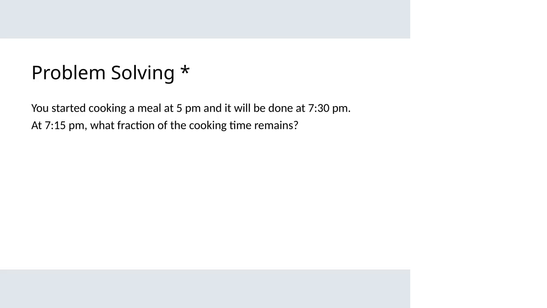So the fraction we want to create is the time that remains over the total time, and then reduce that fraction. One mistake that might be made here is making a fraction of how much time has passed already over the total time, or just sort of putting the wrong things together in your fraction, when really it's asking for what fraction of the cooking time remains. So we need to know the time that remains and put that over the total, because the total is our unit and we want to know what piece of that is left.